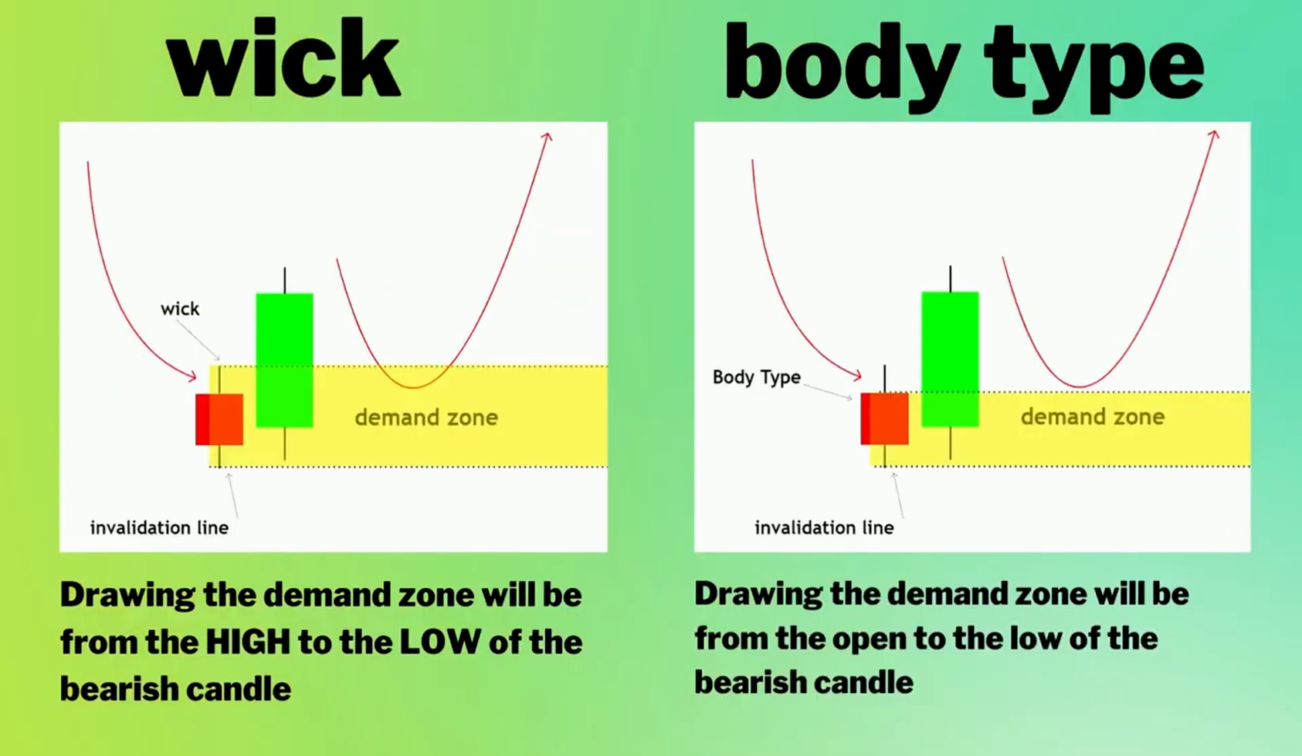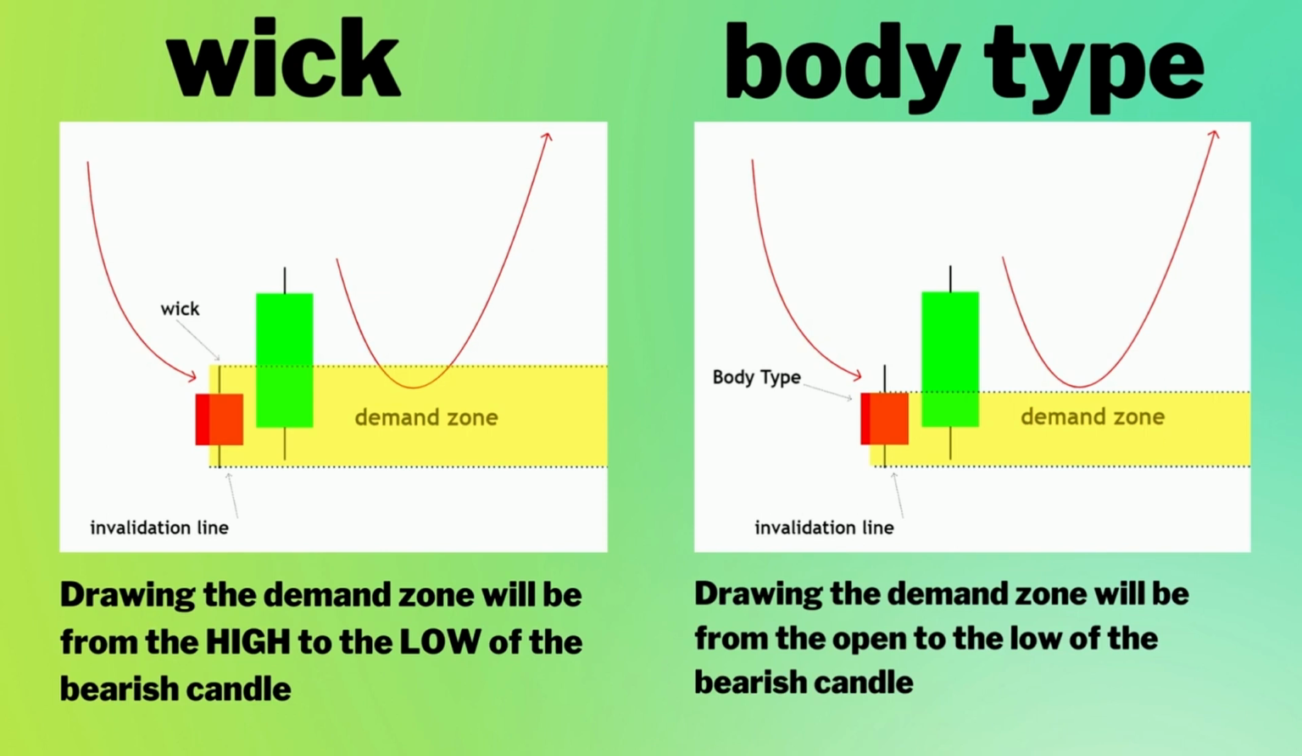The demand zone is the same thing as the supply zone. For the wick type, we draw the demand zone from the highs and the lows of the bearish candle. But if we want to reduce the zone, we just lower it. Drawing the demand zone will be from the open to the low of the bearish candle. This is an example of how to draw real demand and supply zones.